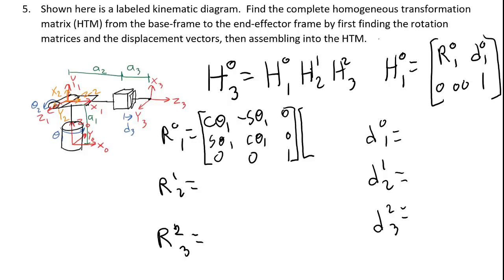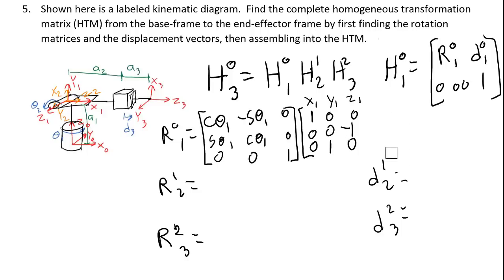X1 is in the same direction as X0. So remember that the columns represent X, Y, and Z of the frame I'm going to, and the rows represent X, Y, and Z of the frame I'm coming from, that is frame 0. So since X1 and X0 are in the same direction, I get a column like that. Y1 is in the same direction as Z0. So Y1 and Z0 are in the same direction. And then Z1 is in the opposite direction as Y0.